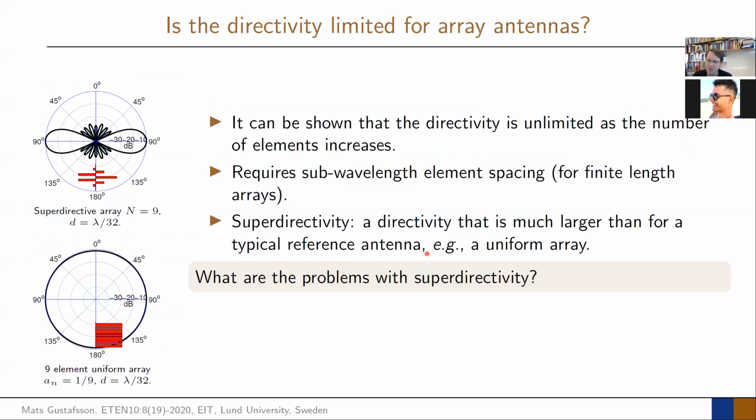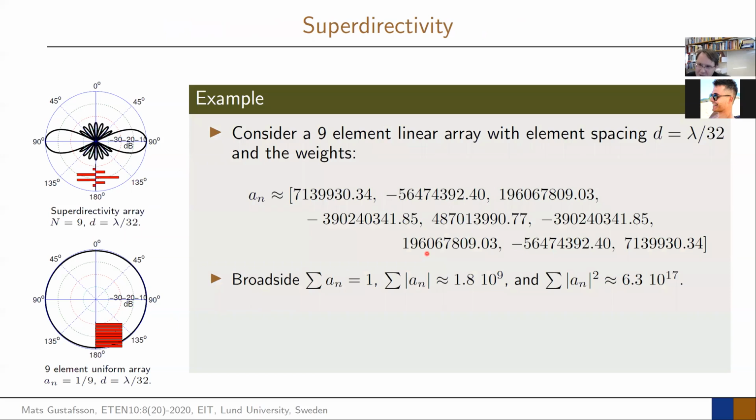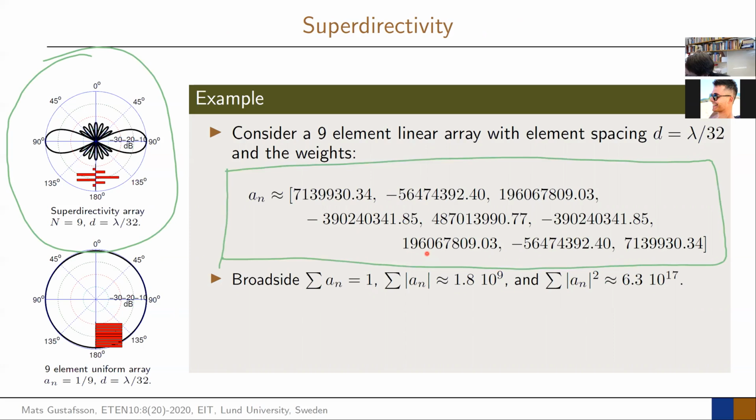So what are the problems with this superdirectivity? The efficiency of these antennas is usually incredibly low, and the bandwidth is incredibly narrow. So in reality, it doesn't work. And if we see what happens, if we take my nice pattern I showed you here, and I take the Dolph-Chebyshev synthesis, these are the coefficients. These are the ones that are plotted here.